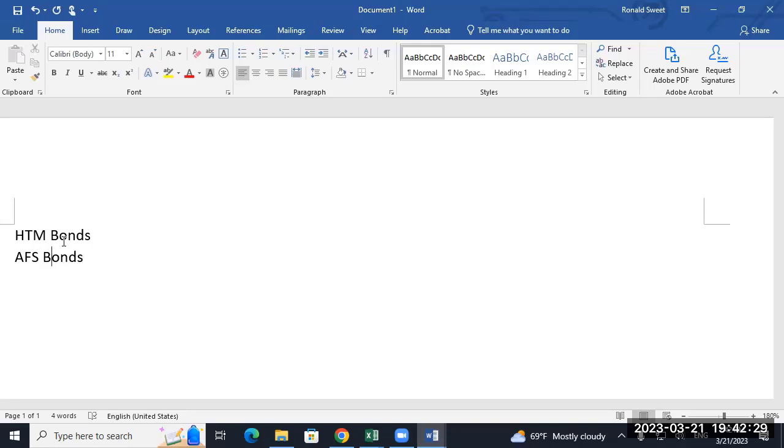So what is HTM? Held to maturity bonds. What's AFS? Available for sale. You have permanent impairment. You have the three levels. Have y'all seen this in any of your accounting classes? Do they even mention it? And why don't they? Because it's mainly for banks and insurance companies. In undergraduate accounting, banks and insurance companies don't exist. They're not even entities because the accounting is far too complicated.